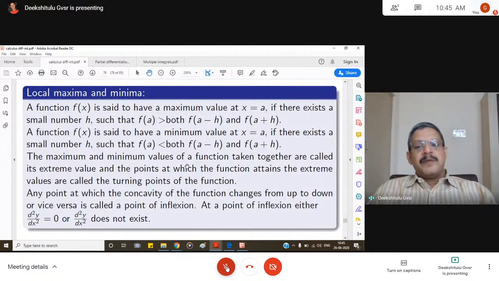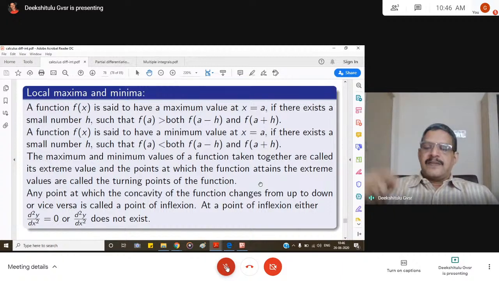So the maximum and minimum values of a function taken together are called the extreme values. Extreme values means it can be a maximum value or it can be a minimum value. In general, we use the word extreme value to represent both minimum and maximum. And the points at which the function attains the extreme values are called turning points of the function.